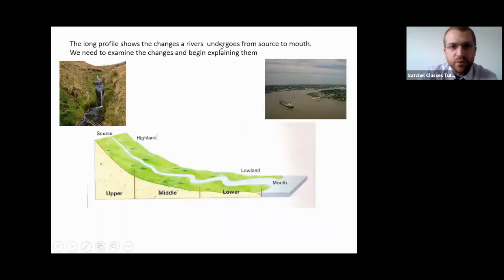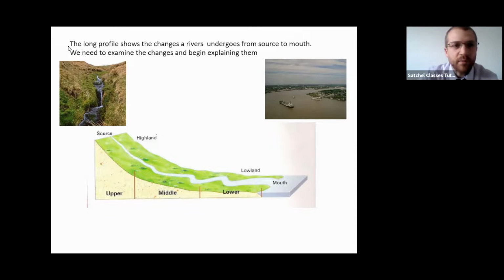So first of all, what we're looking at is how the long profile changes in terms of its river characteristics from source to mouth. And we need to examine these changes and begin to put some explanations to them. So the first part we're going to look at is how our river changes from source to mouth.